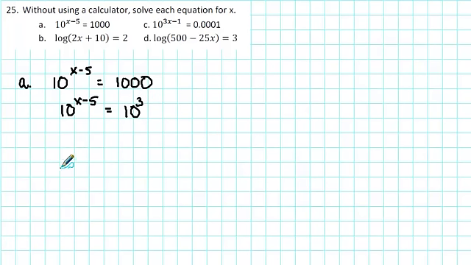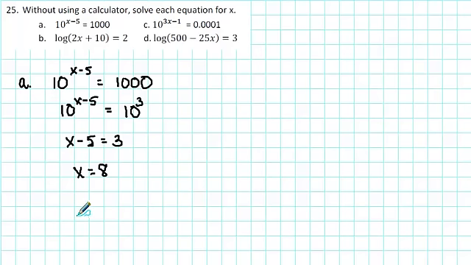So the only way that these two expressions can be the same is if their exponents are the same. x minus 5 must be equal to 3 because both exponential expressions have the same base. Now add 5 to both sides and we get x is equal to 8. Let's double check and make sure that it works. 8 minus 5 is 3. 10 cubed is 1,000. That checks out.